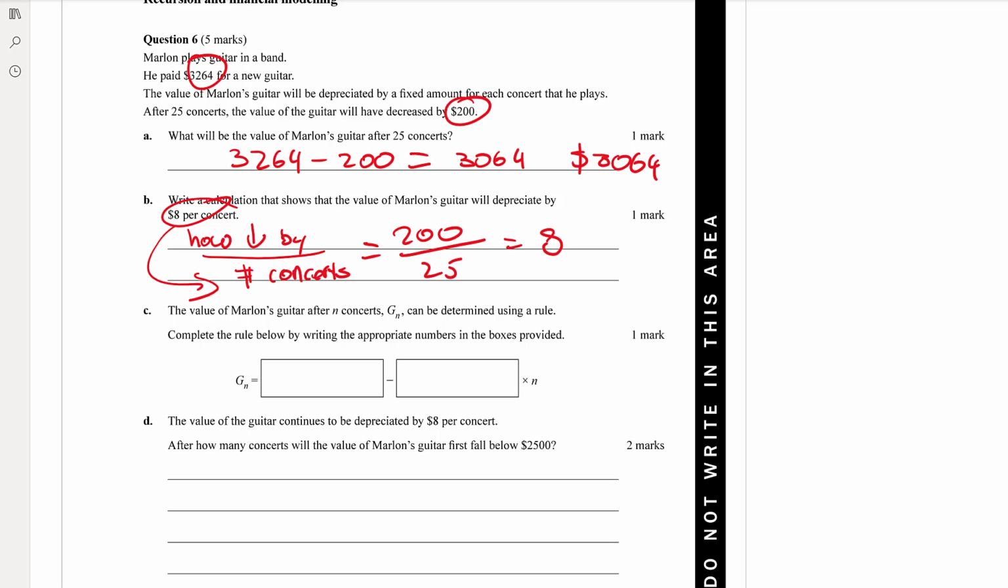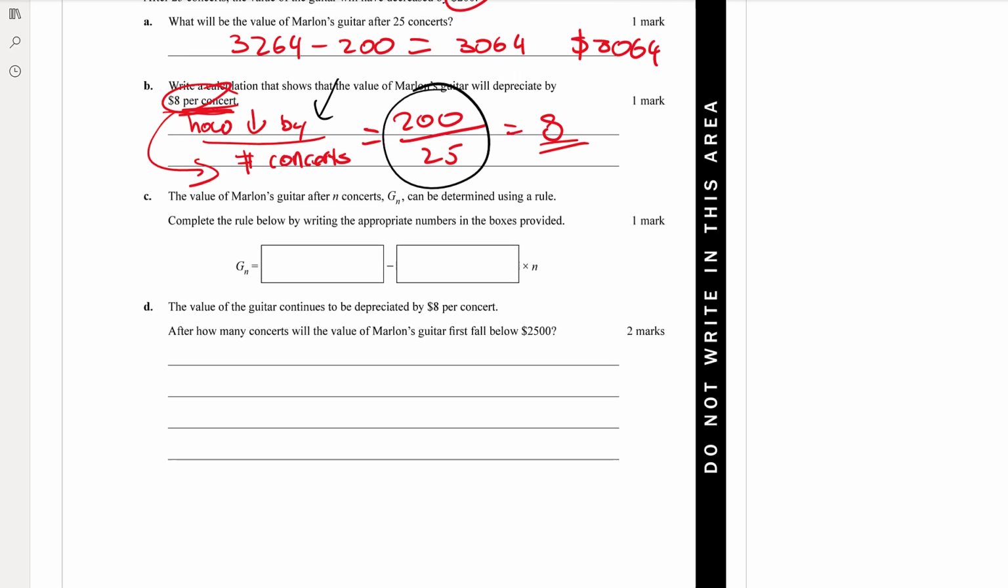So that's where you'll get depreciated by $8 per concert. That's where you get that answer from. So that's what you'd have to show. You'd really have to show this bit here, but that part there is just to show you how you get to there.